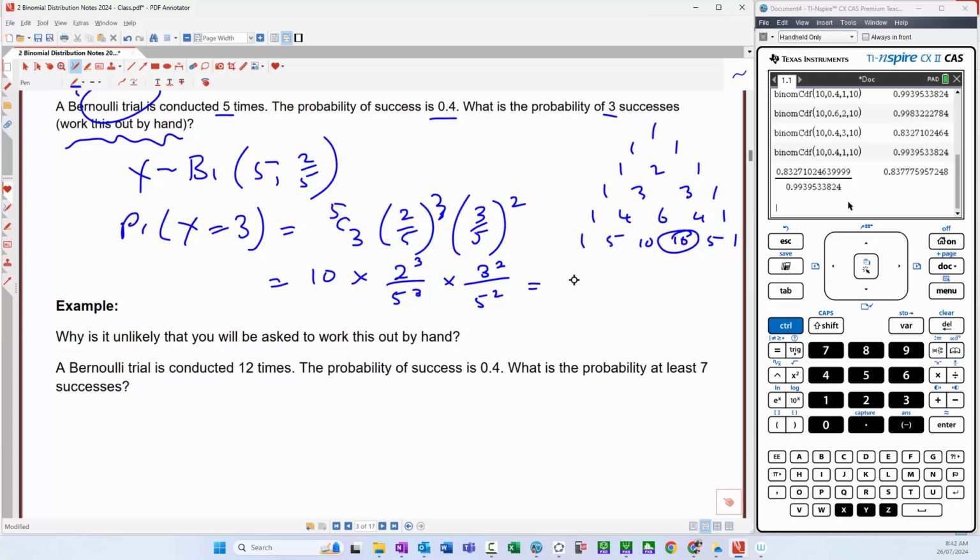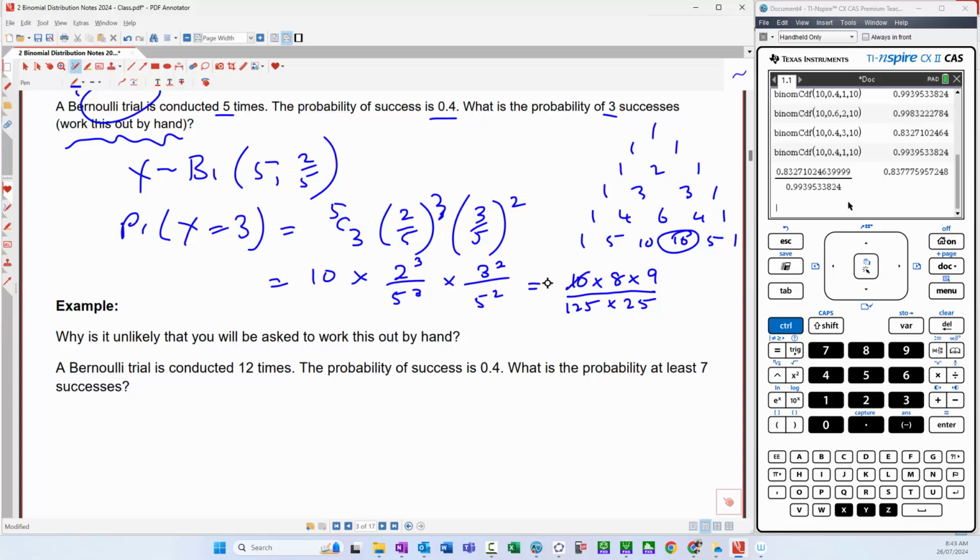Okay, so this is going to be 10 times, 2 to the 3 is 8, 3 to the 2 is 9, over, what we're going to do here is 5 to the 3 is, I'm just trying to see if I can cancel something here. I won't. So 5 to the 3 is 125, and 5 to the 2 is 25.